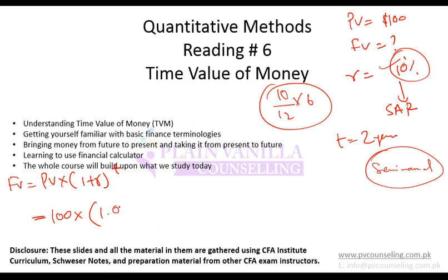So 1.05. And if I am getting a return every 6 months, and if I am investing for 2 years, how many periods would I get a return for? 4 periods. That is 2 into 2. There are 12 months in 1 year, so there are 2 semi-annual periods in 1 year. So 2 into 2 would be 4. If you do this, you should get the same answer, which is 1.05 to the power 4 multiplied by 100, which is 121.55.